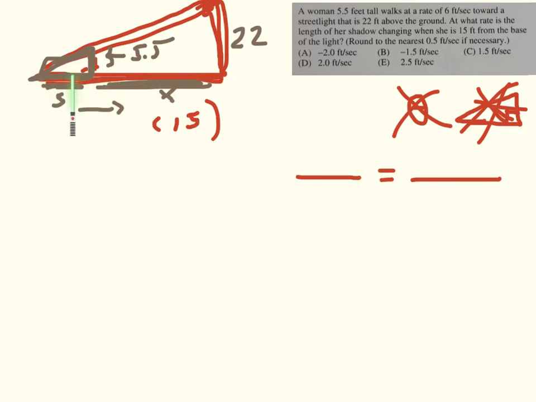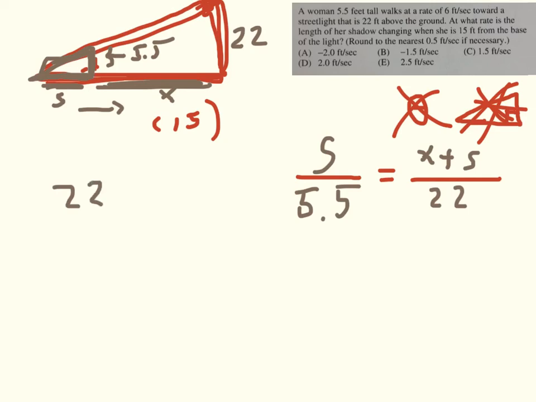Now the big triangle's corresponding bottom is all of this. S and X change. 22 doesn't change, so I can put that in right away. So I'm going to change to brown for the brown triangle, and I'm going to go S over 5.5 equals, then I'm going to do the same corresponding side, so it's the bottom, X plus S, over 22, the right side. So the bottoms are on the top. And then to solve this problem, I'm going to do a little cross multiplication. I'm going to get 22S equals 5.5 times X plus S.